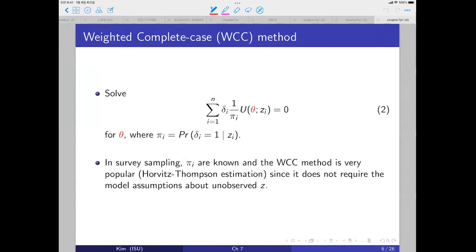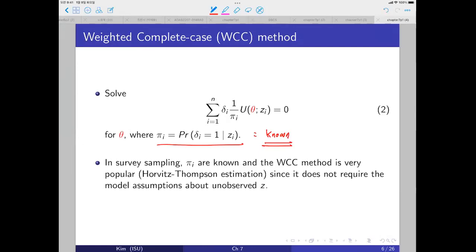The starting point is to use weights, using the inverse of the known propensity. So suppose this is known. If the probability is known, then you can use its inverse as the weight and solve the weighted estimating equation. As I said, this has a survey sampling motivation, and it is called Hurwitz-Thompson. This kind of method is called Hurwitz-Thompson estimation.